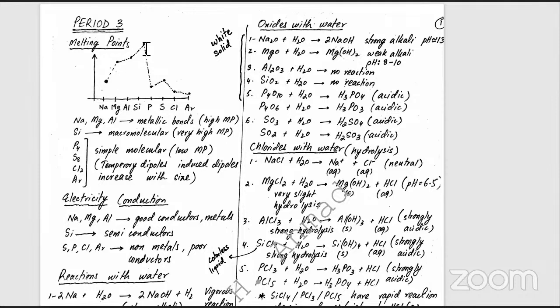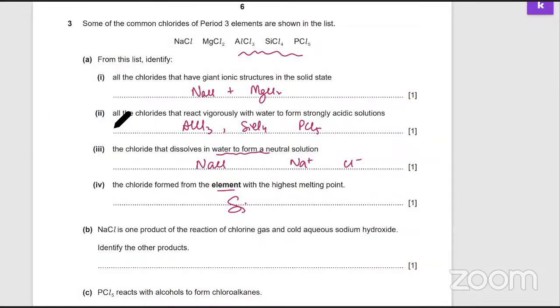Silicon is a giant covalent structure. The rest are simple molecular. Phosphorus, sulfur, chlorine, argon are simple molecular. So silicon is the one, because it's got strong covalent bonds, a giant covalent structure.